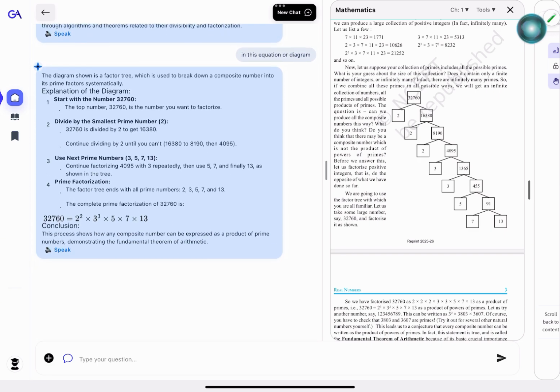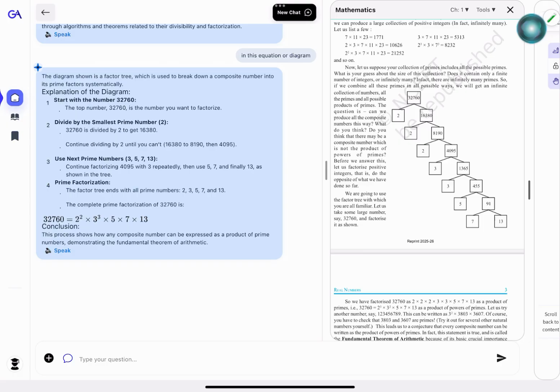The diagram shown is a factor tree, which is used to break down a composite number into its prime factors systematically. Explanation of the diagram. 1.